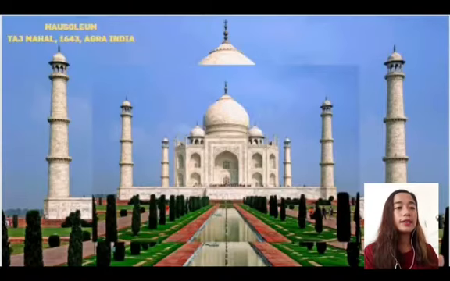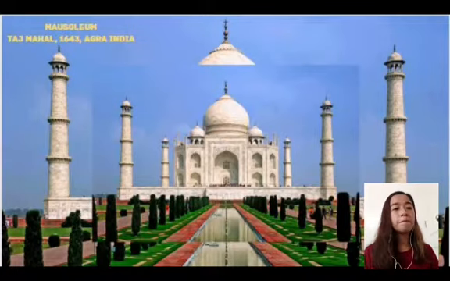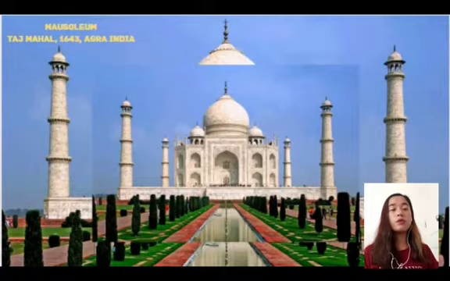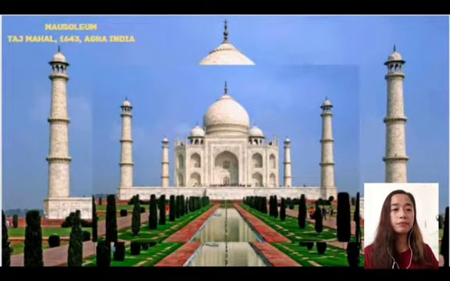And this slide is the Taj Mahal. The Taj Mahal is a mausoleum complex in Agra, western Uttar Pradesh state, northern India. It is considered the finest example of Mughal architecture, a blend of Indian, Persian, and Islamic styles. The Taj Mahal is also one of the world's most iconic monuments, visited by millions of tourists each year.